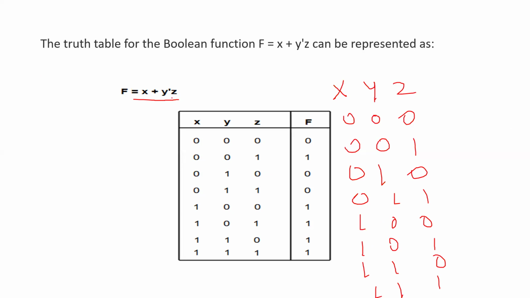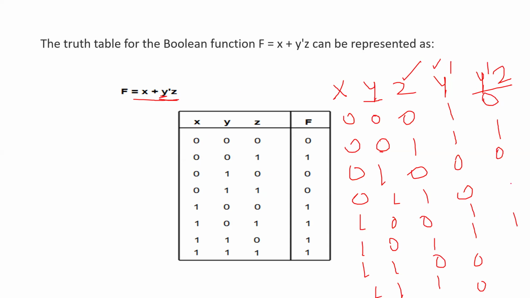In this one, we need y bar. What is y bar? Y bar means the opposite. So you take the y column and write its opposite: 1 means 0, and 0 means 1, giving 1, 1, 0, 0 and so on. Next, we have to write y bar z, which is a multiplication, so we do the AND of this column and this column. What is an AND gate? Only when both are 1 is the value 1. For everything else, if any value is 0, the output will be 0.